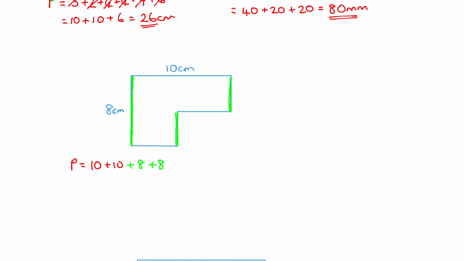So altogether, if we add that up, again, I'm going to do it in bits, but it's more straightforward than before. 10 and 10 is 20. 8 and 8 is 16. So altogether, we've got, go back to red. Altogether, we've got 36 centimetres. And we didn't have to work out any missing lengths for that one.